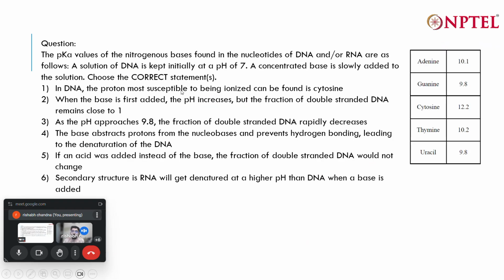The pK values of the nitrogenous bases found in the nucleotides of DNA and RNA are as follows. The solution of DNA is kept initially at a pH of 7 and a concentrated base is slowly added to the solution. Choose the correct statement from the options given below. And here the pK values of the different nitrogenous bases are given. So what can be the correct answer?